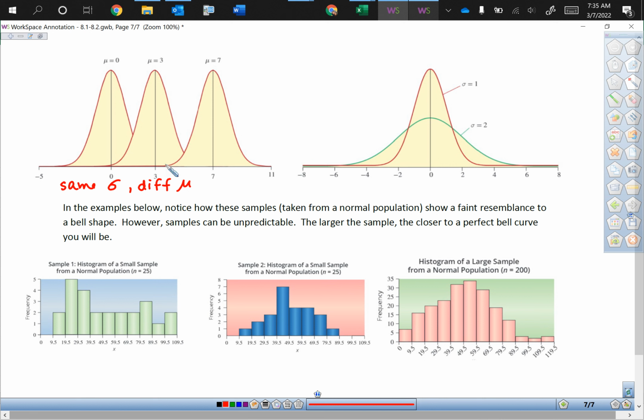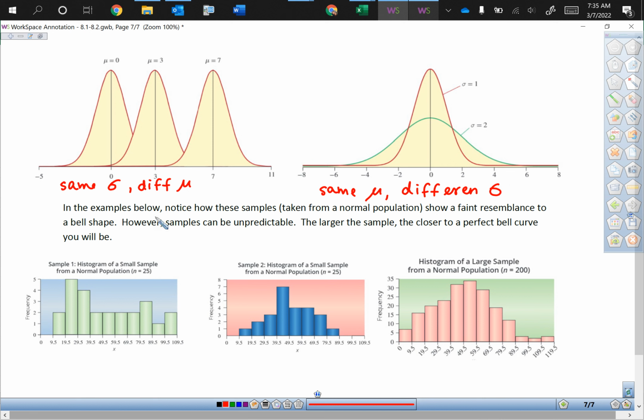Over here, we have 2 normal curves that have the same mean. Notice the center of their curve is both at mu, so they have the same mean. But this one is short and flat, and this one is tall and skinny. That means they have different standard deviations. Standard deviations are the ones that create their actual shape.